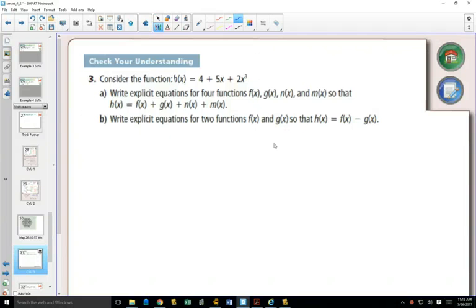We have a function h of x, which is 4 plus 5x plus 2x cubed, and they say, can you write 4 new functions so that h of x is equal to f of x plus g of x plus n of x plus m of x? So we need to come up with 4 new functions so that h of x is equal to all 4 of these functions added together.